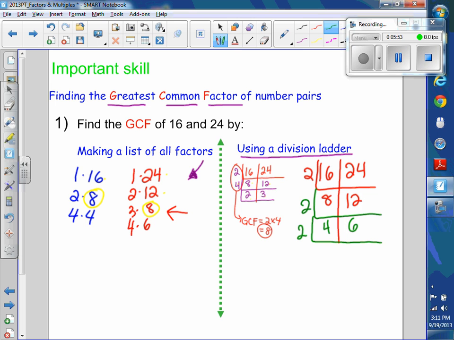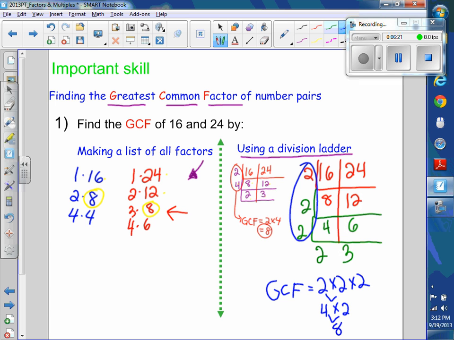So what's 4 divided by 2? Okay, and what's 6 divided by 2? 3, right? So then you take these, since 2 and 3 only have 1 in common, you just take these 3 numbers, and your greatest common factor is 2 times 2 times 2. What's 2 times 2? 4. 4 times 2? 8. Same answer, right?